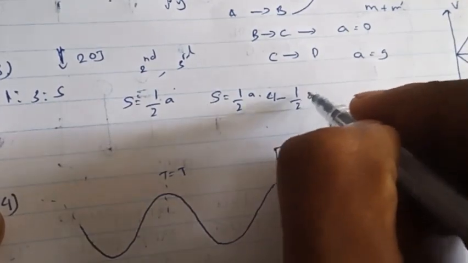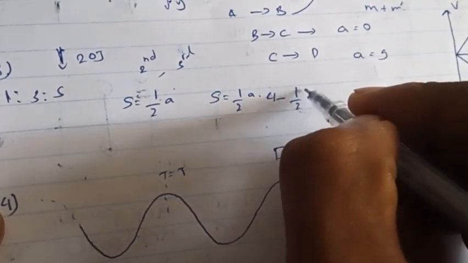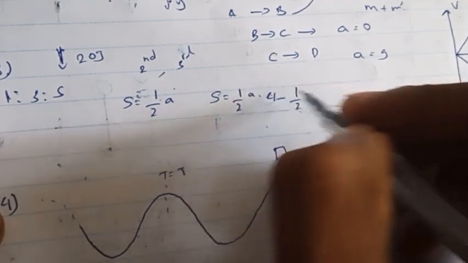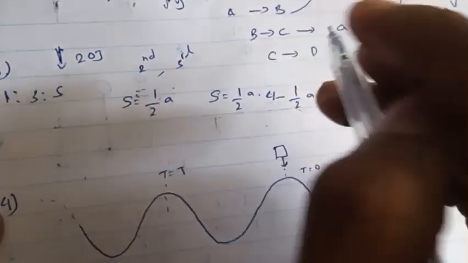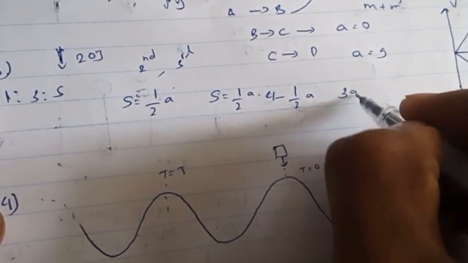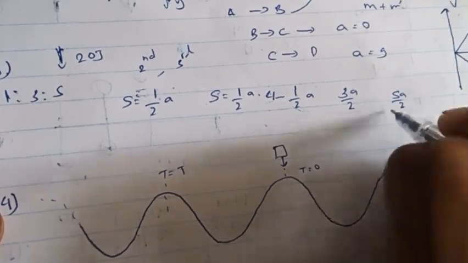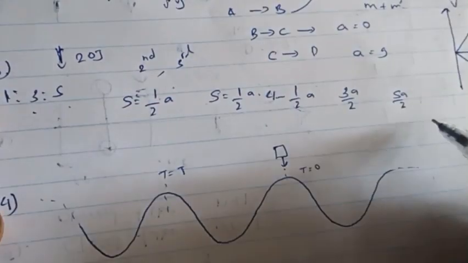Because this is going to be the distance traveled in the first second. This is going to be the distance traveled during the entire 2 seconds. So the distance traveled during the second second is going to be 3a by 2. And in the next it is going to be 5a by 2. So every time the ratio is 1:3:5.